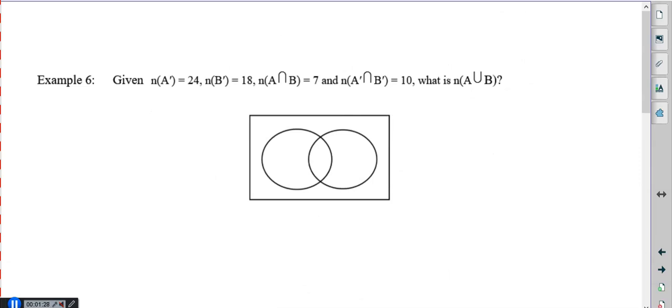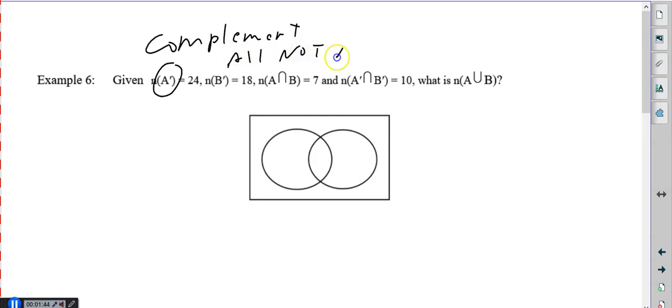All right. Now we get into a little bit of a tricky one. Notice here what we have is the complement. That means everything not A. So this has a little bit of a curveball to it. So we know not A is 24.